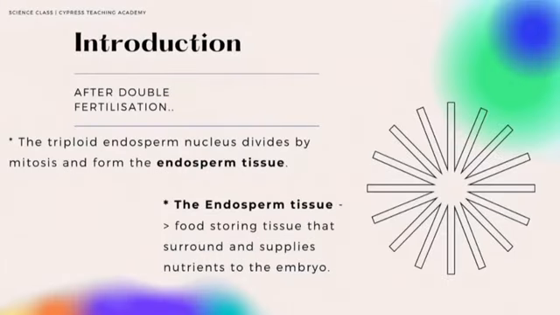Introduction. After double fertilization occurs, the triploid endosperm nucleus divides by mitosis and forms the endosperm tissue. What is endosperm tissue? The endosperm tissue is a food storing tissue that surrounds and supplies nutrients to the embryo.